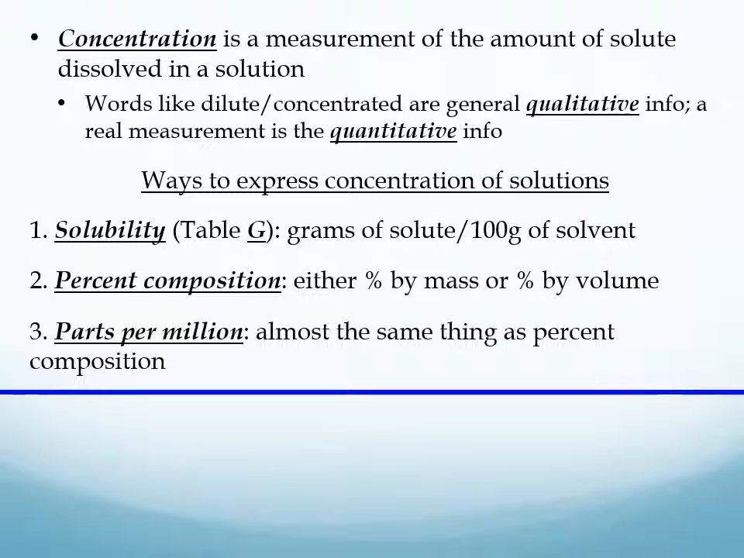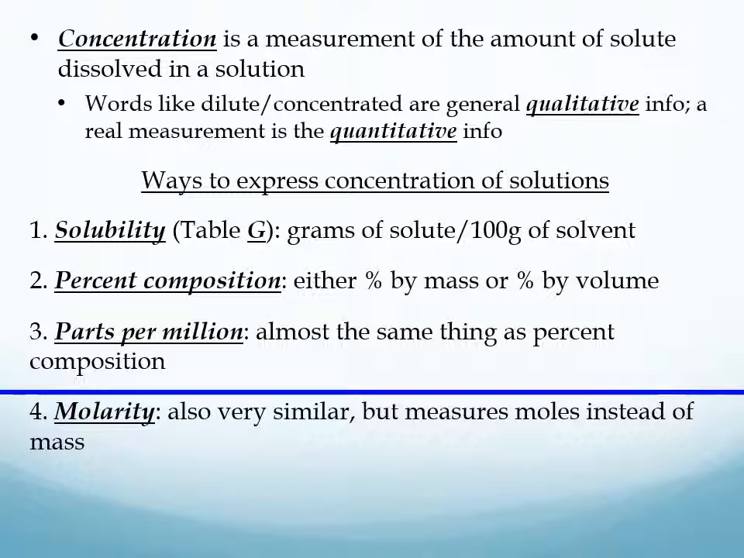One of these is by using the solubility curves in Table G, which we've been doing for a couple days. The others are percent composition by either mass or volume, which we've used a few times in the past, and parts per million, which is really similar. Formulas for each of these are on the back page of the reference table. Tomorrow we'll talk about the last way to measure concentration, molarity, which, as the name implies, will measure the solute in moles instead of grams.